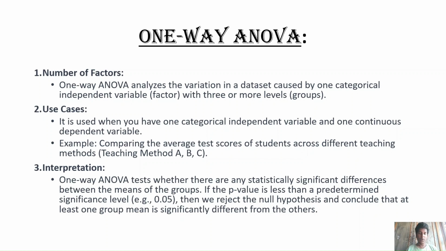Interpretation. One-way ANOVA tests whether there are any statistically significant differences between the means of groups. If the p-value is less than a predetermined significance level, example 0.05, then we reject the null hypothesis and conclude that at least one group mean is significantly different from the others.